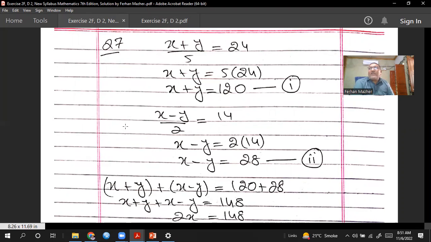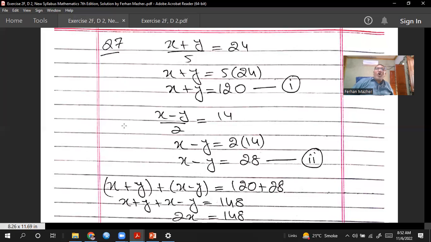So (x minus y) divided by 2 is equal to 14. So x minus y is equal to 2 into 14, and x minus y is equal to 28. So that is the first equation. This is the second equation. If you look at them carefully, you will find that the coefficient of the y is the same. In one equation it is +1, in the other equation it is -1. So simply add these two equations and the y will be eliminated.